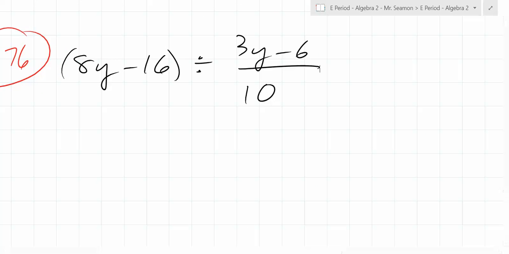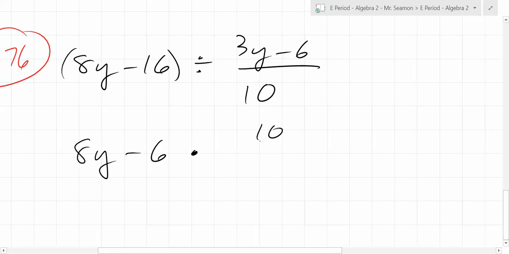Nope. What did I tell you not 5 minutes ago? What should you do first? Yeah, so it's 8y minus 16 times what? 10 over 3y minus 6. Yes, you could factor first.